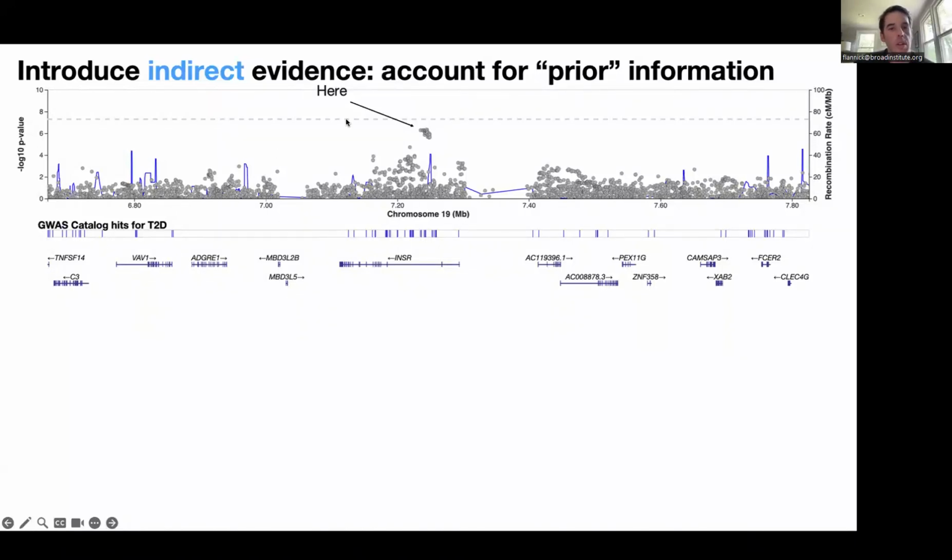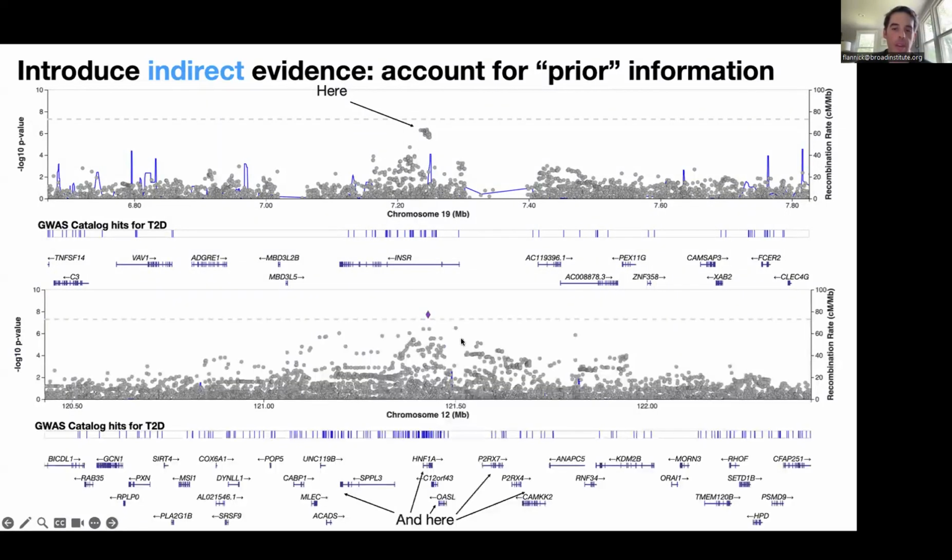In terms of indirect support, what do I mean by that? Returning to this insulin receptor signal, I'm also going to show another example here, which is the HNF1 alpha region. Again, these are both from the 2018 diabetes GWAS. In case you're not familiar with type 2 diabetes as a trait, insulin receptor is the receptor for insulin, which is obviously the dominant molecule involved in type 2 diabetes.